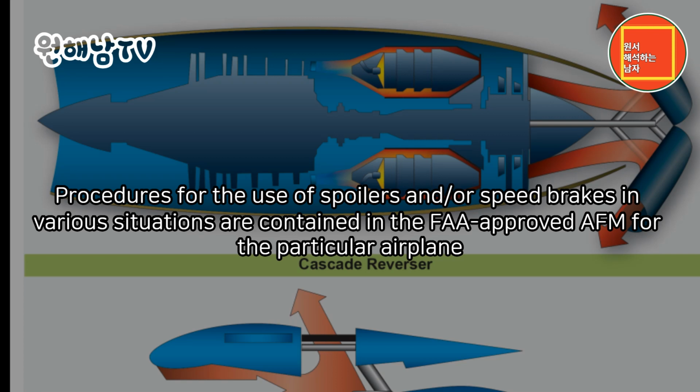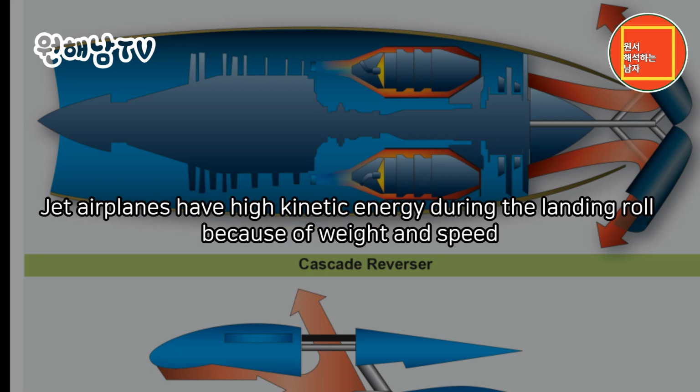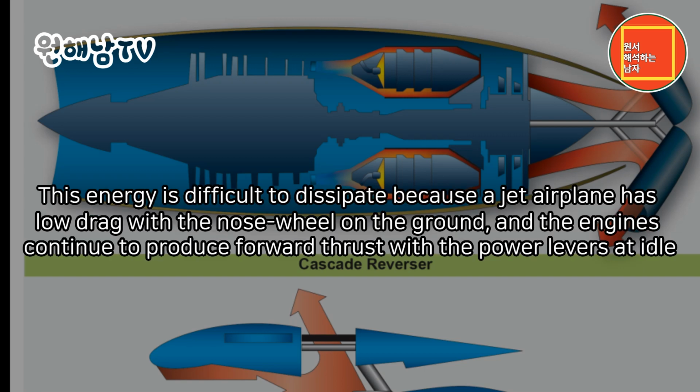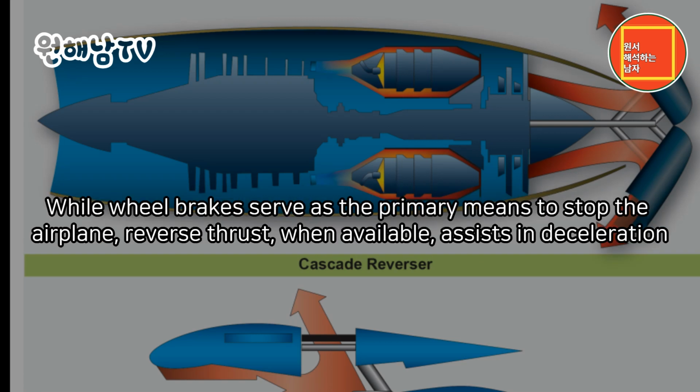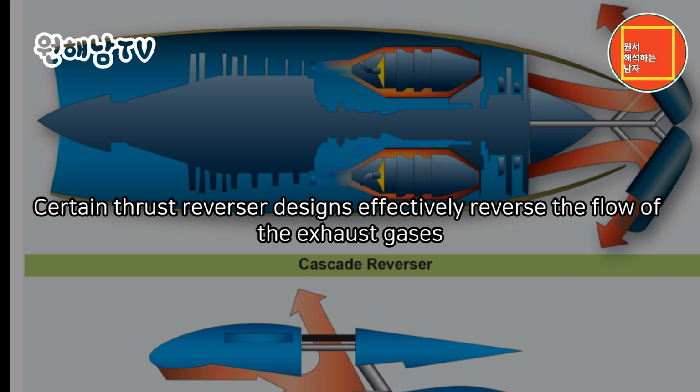particular airplane. Thrust reversers. Jet airplanes have high kinetic energy during the landing roll because of weight and speed. This energy is difficult to dissipate because a jet airplane has low drag with the nose wheel on the ground, and the engines continue to produce forward thrust with the power levers at idle. While wheel brakes serve as the primary means to stop the airplane, reverse thrust, when available, assists in deceleration.